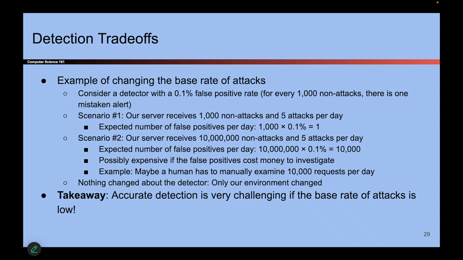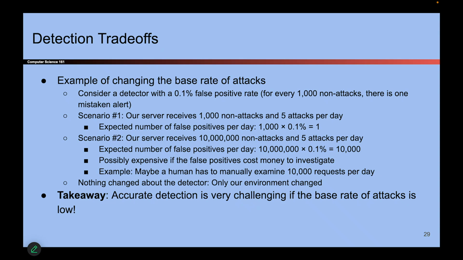Let's take this system, which seems pretty good, and use it on our website. Let's say our website receives 1,000 non-attacks and 5 attacks per day. And let's assume that we catch all 5 attacks, so the false negative rate is 0. Well, in that case, out of the 1,000 non-attacks, one of them gets accidentally flagged as an attack, and all 5 of the attacks get flagged. That's pretty good. That means that as the operator, you see 5 attacks and 1 false positive, and you have to deal with those. That's not bad. Seems like you found all the attacks, and there was 1 false positive to deal with.